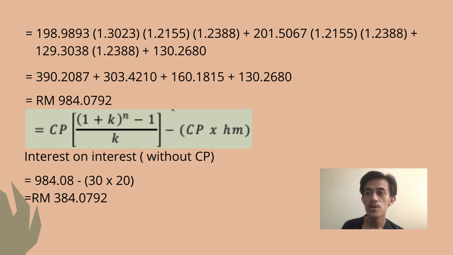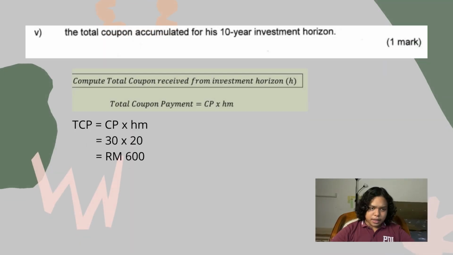Back to the question, we need to find interest on interest received. The formula for the interest on interest is coupon payment multiplied by 1 plus K to the power of N minus 1, divided by K, and then minus coupon payment multiplied by Nm. By using this formula, we need to remove the coupon payment at the beginning. After we calculate the interest on interest, we get the answer is 384.0792 ringgit.